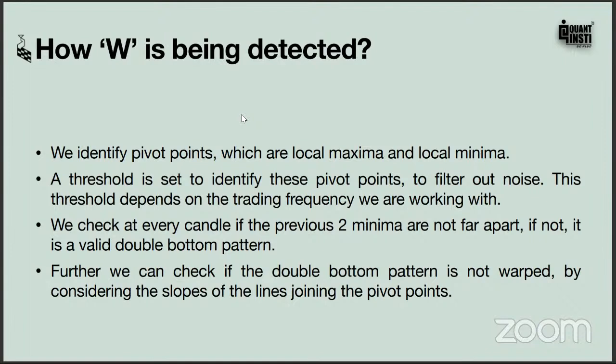So once we keep on identifying these pivot points, to identify the double bottom pattern, all we need at any point is the previous 5 to 6 pivot points. So we check for them, and if both the minimas we find are around the same level, we can confirm that it is a valid double bottom pattern. That's about it.